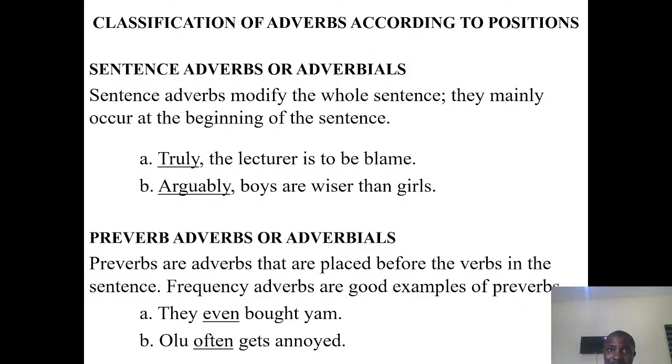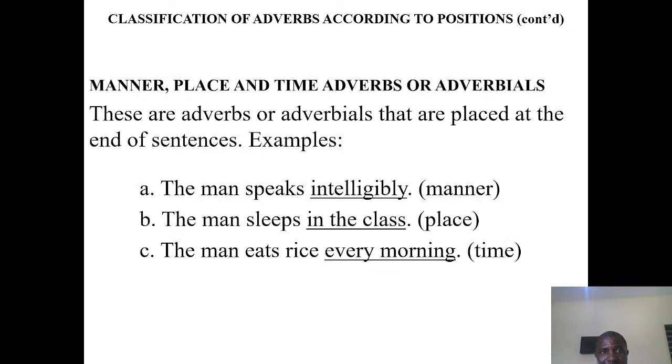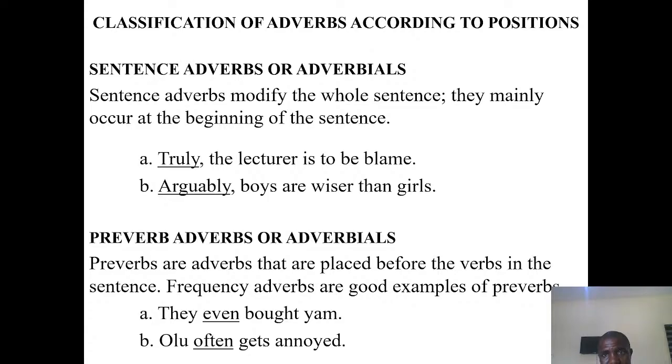So here is that of position. Remember, we started by function. This one is adverb by position. In this case, we have what we call sentence adverb or adverbial. We have preverb, and we have manner, place, and time adverb. In terms of position, we have sentence adverb.